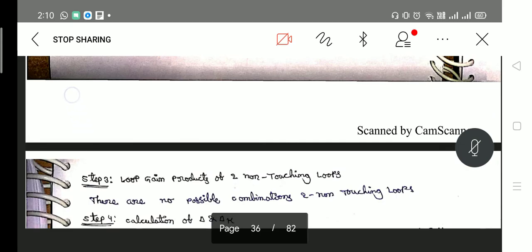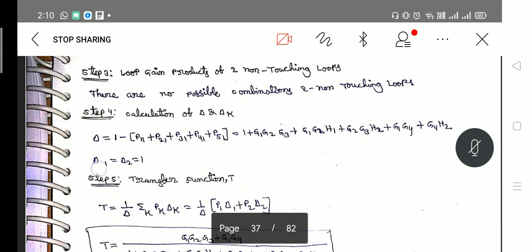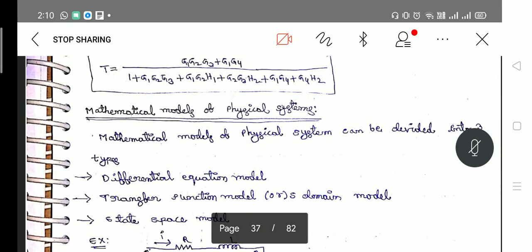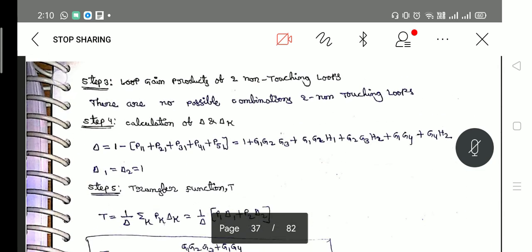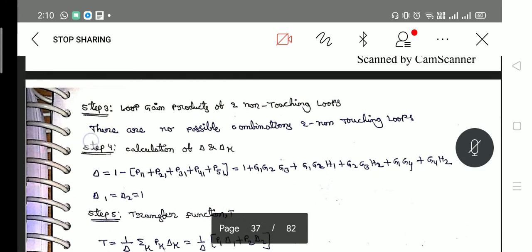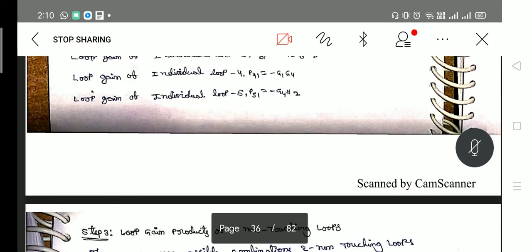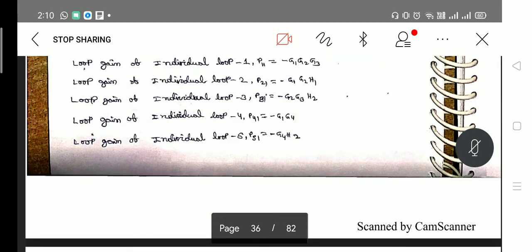Same procedure for the signal flow graph. Any doubts, ask me. This is the same process. Any doubts from this?